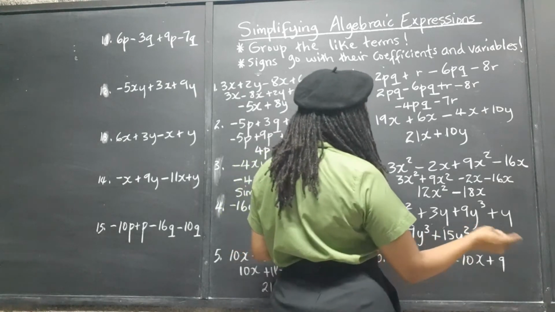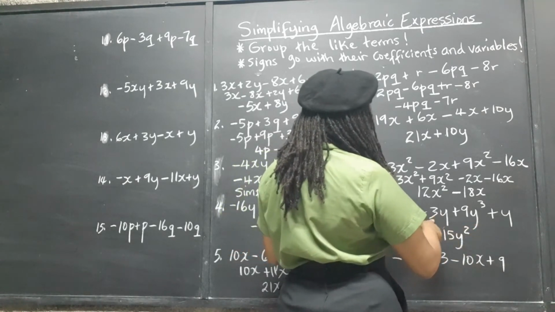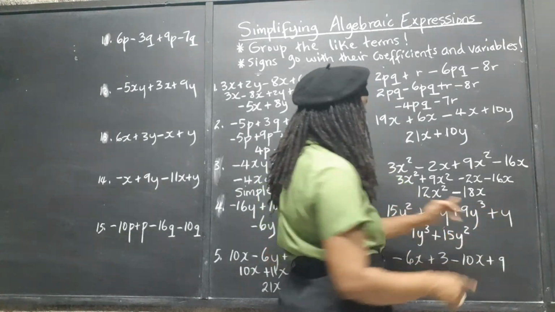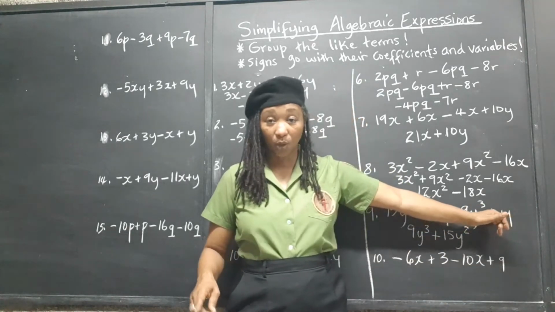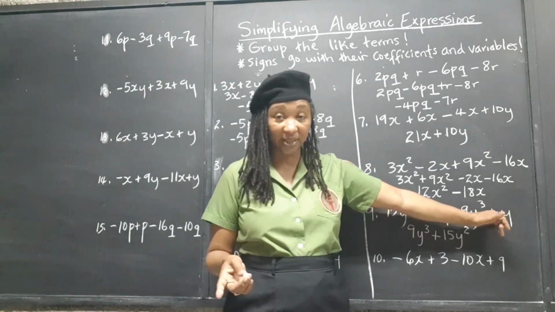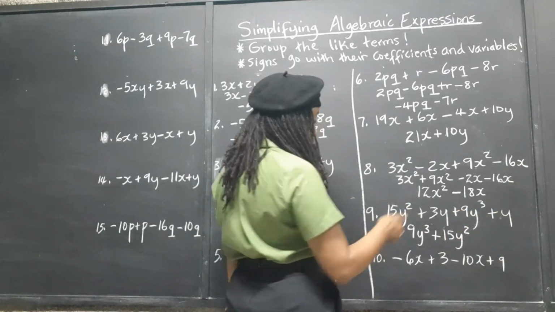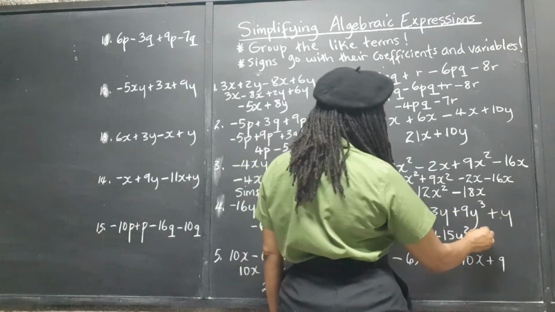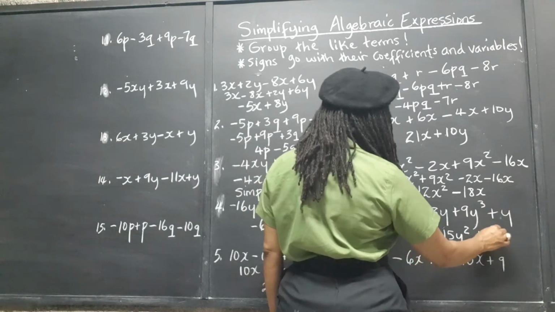And now we're going to combine the y's. 3y plus 1y, remember this is a 1y. The 1 isn't written, but we know it's there, right? It's understood. 3y plus 1y, that gives 4y.